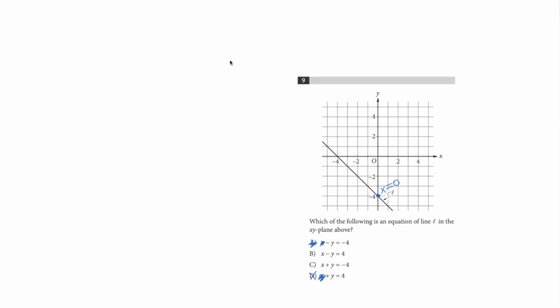What I do then, when y is 0, x is minus 4. Look, when y is 0, x is 4. It is not the answer. But when y is 0, x is minus 4. It matches. The answer is C.